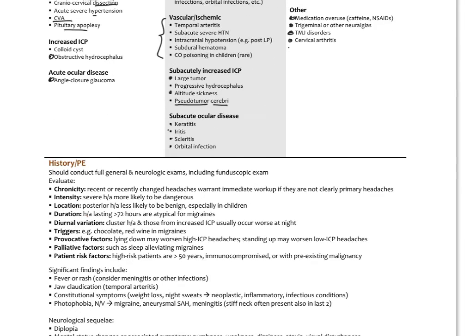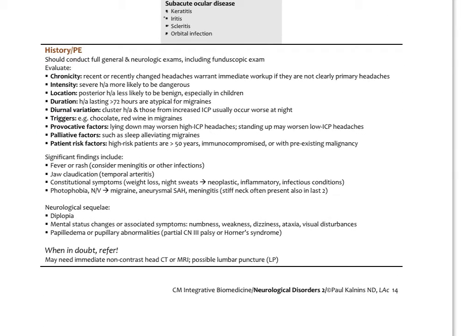All right, so when we take a history on headache, it's important to get a lot of detail. So we should really do a full evaluation with chronicity, the intensity, the location, duration, the variation during the day, the triggers, provocative factors, palliative factors, and then patient risk factors. So if they're high risk, with age, if they're immunocompromised, pre-existing malignancy, etc. If we see things like fever or rash, then we're going to think here meningitis, like meningococcus and other infections.